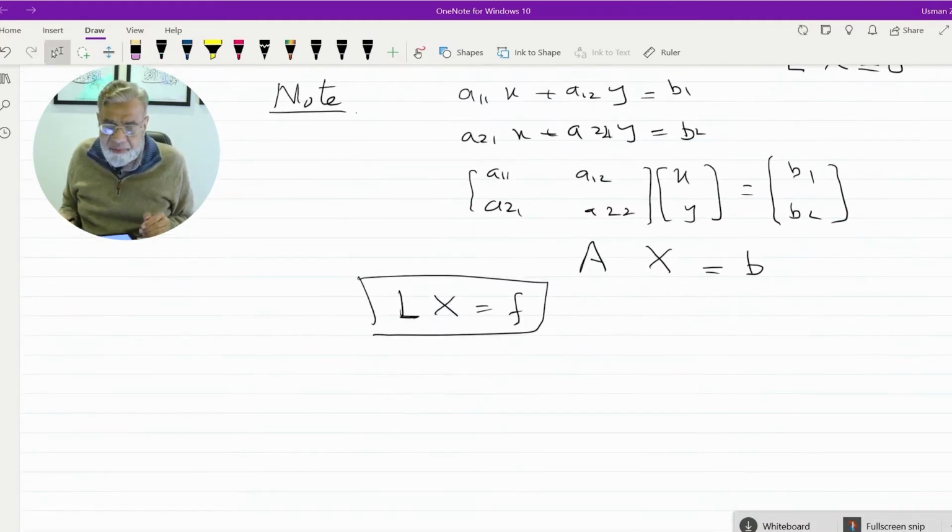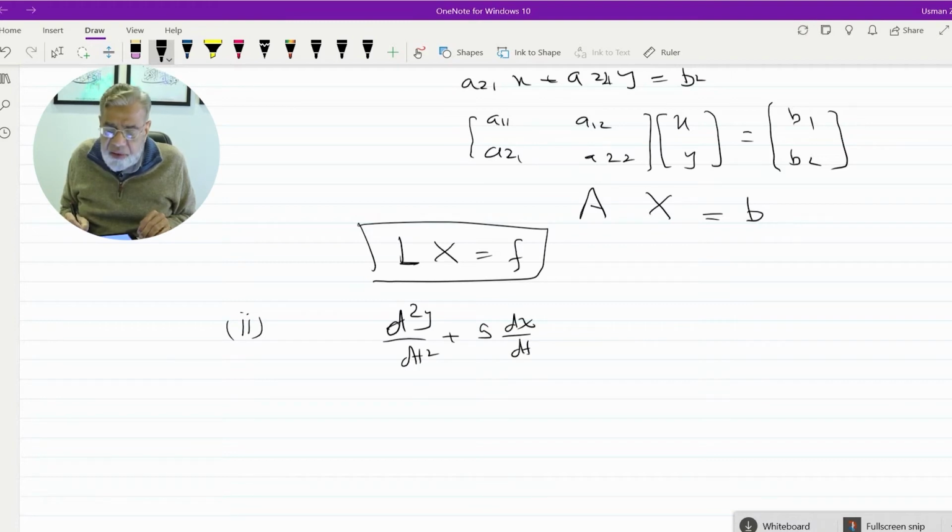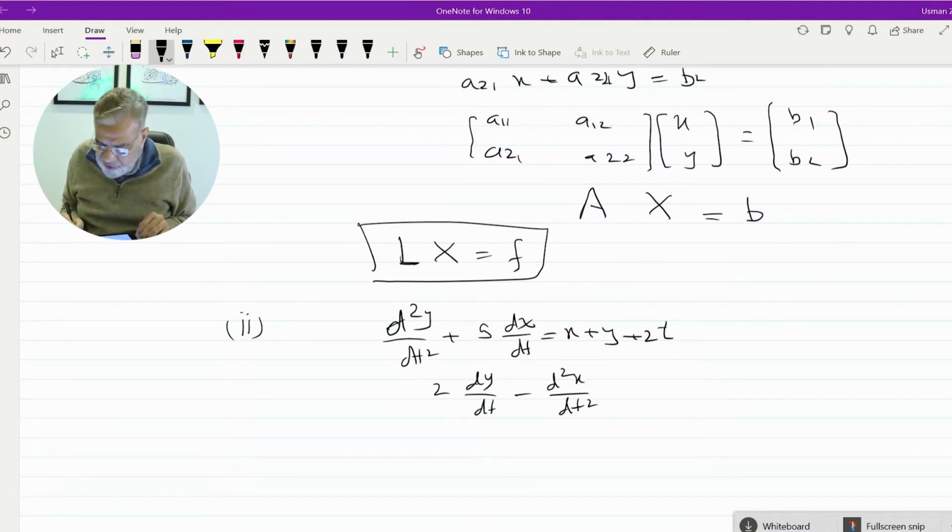So I give you another form where we write in operator form. Here is my example 2. We directly write the operator form. I am going to give you a second order differential equation. I have d2y by dt2 is equal to x plus y plus 2t. This is my equation 1. My equation 2 is 2 dy by dt minus d2x by dt square plus 4x is equal to 3. So these are my two equations.